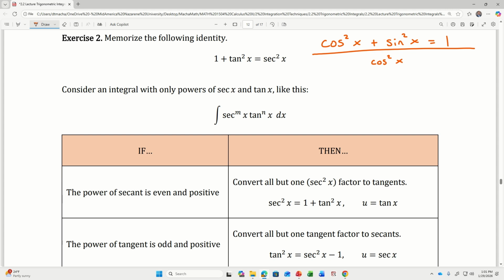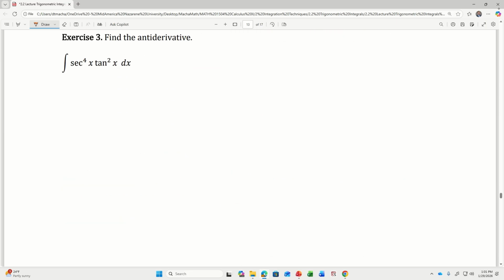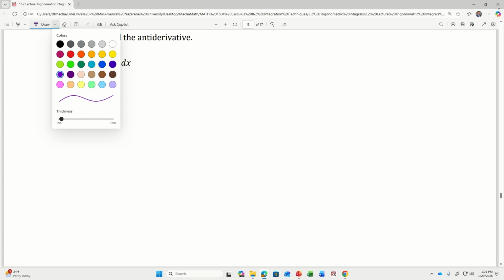And we have more rules that look like if, then that. Like, what if the power of secant is even and positive? Then we're going to want to convert all but one secant squared factor to tangents, leaving one of the secant squareds behind. So let's do an example of that. Here's one where the power of secant is even and positive.